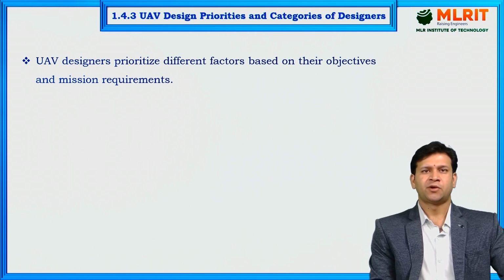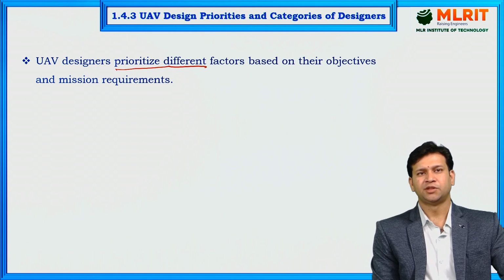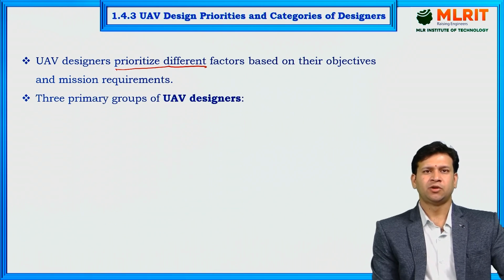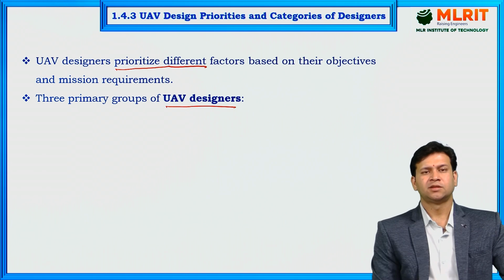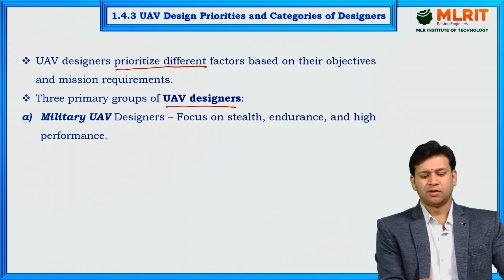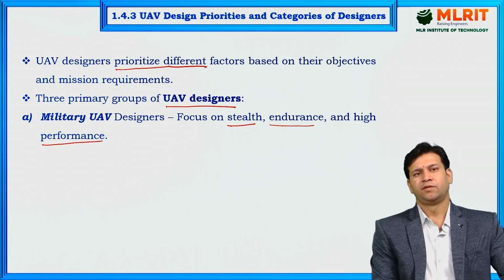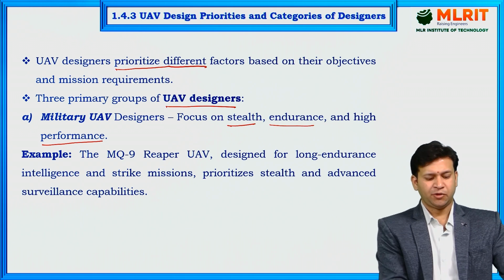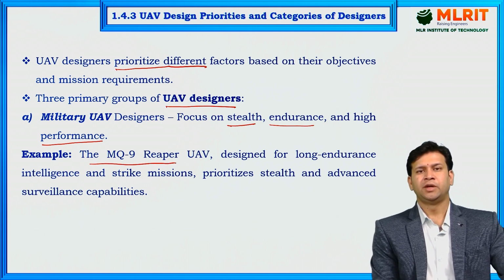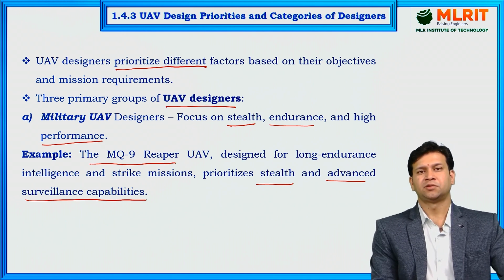UAV designers prioritize different factors based on their objectives and mission requirements. There are three primary groups for UAV designers. The first one is military UAV. They focus on stealth, endurance, and high performance. For example, the MQ-9 UAV is designed for long endurance, intelligence, and strike missions, and it also prioritizes stealth and advanced surveillance capabilities.